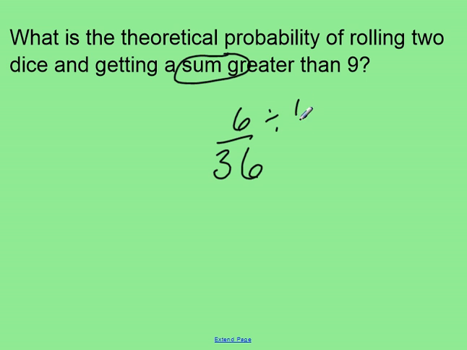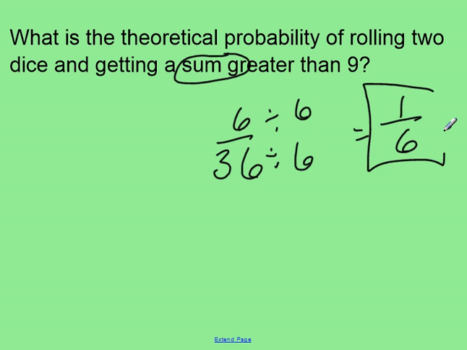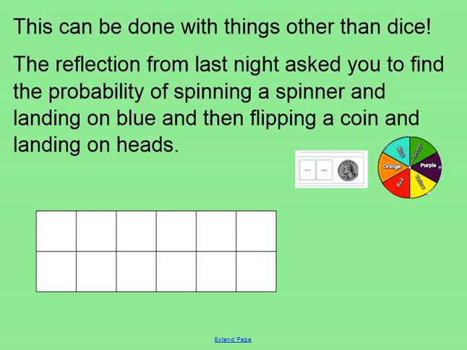We can divide the top and the bottom by 6. And I get 1 out of 6 for the probability of rolling a sum greater than 9. Hopefully this is making a little bit of sense. We'll do tons of practice tomorrow. Oh golly, I'm running out of time. I'm going to do this really quick.